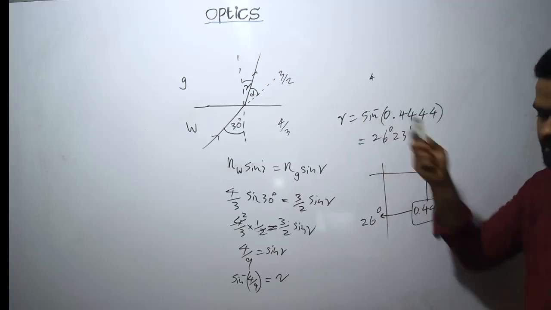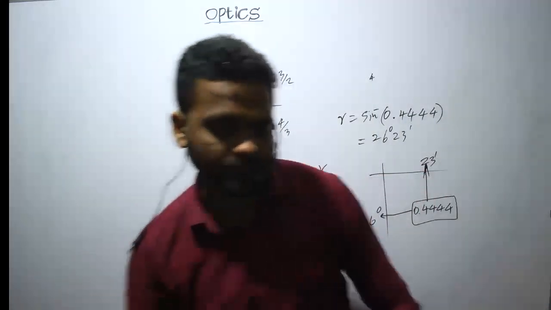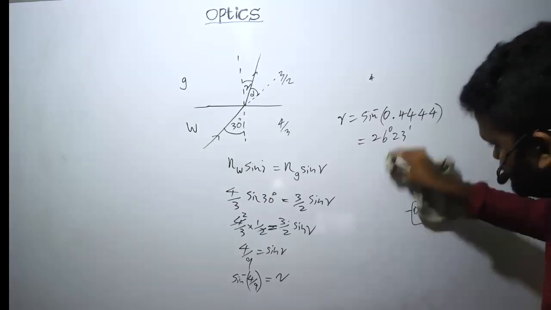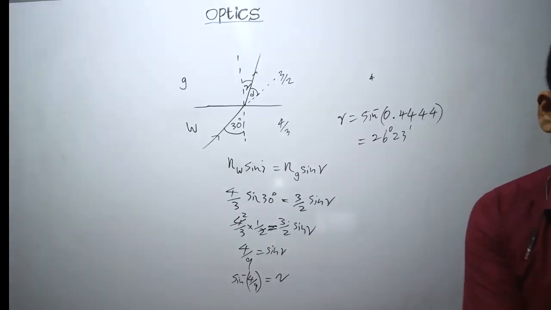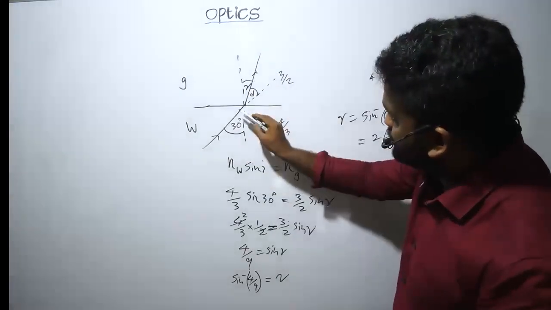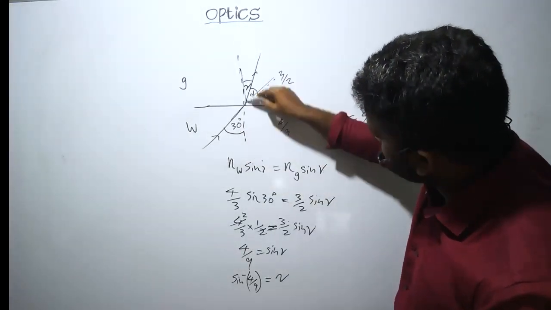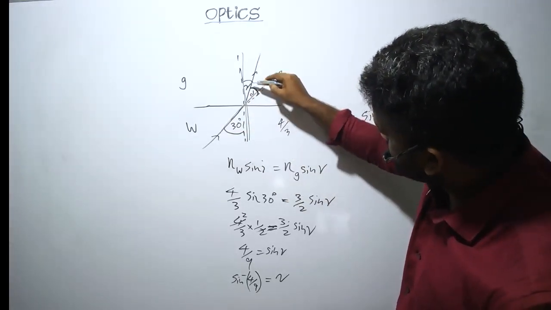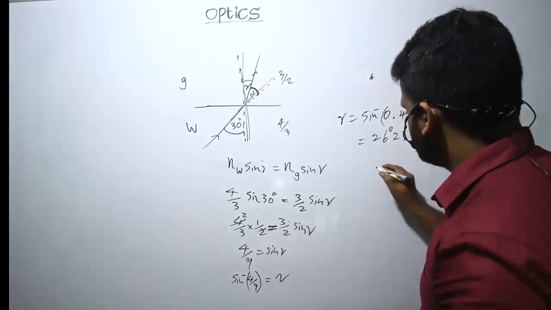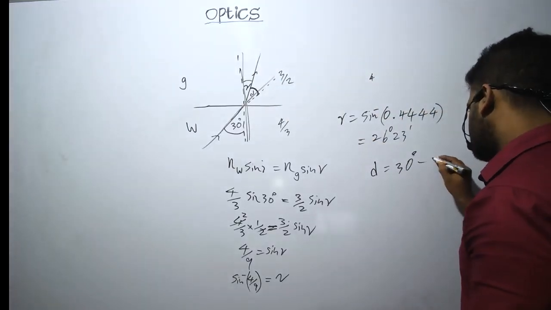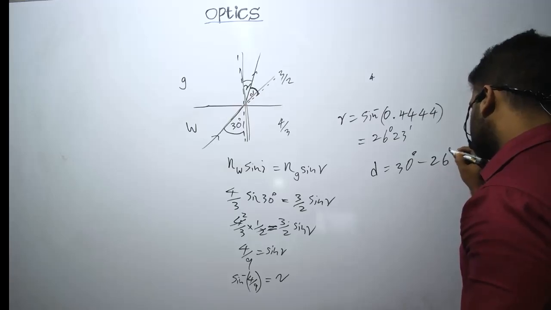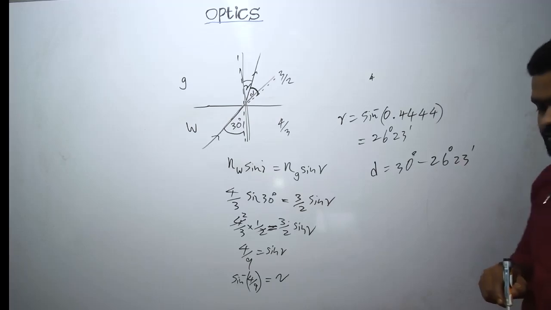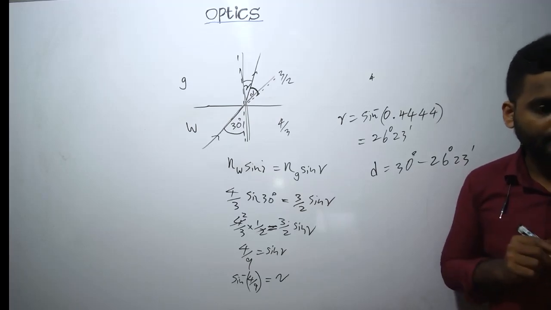So we found the angle of refraction, simple r. Then we need to find the angle of deviation, that is simple d. You know that this value is 30 degrees, see that? This is simple d. So 30 minus r is d. 30 degrees minus r, where r is 26 degrees, 23 minutes. So how do we do this simplification?